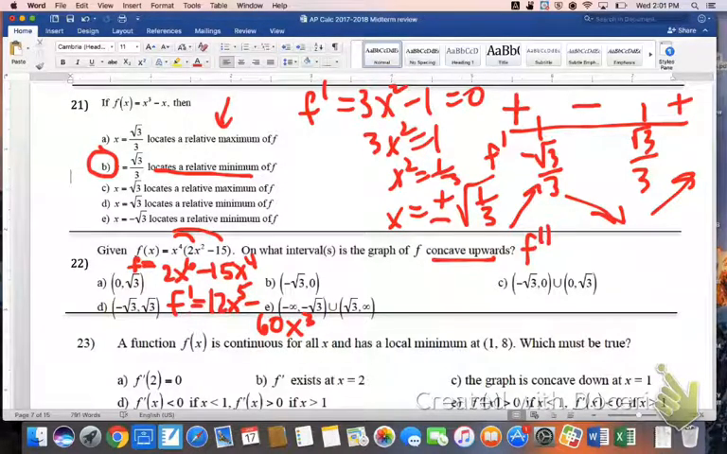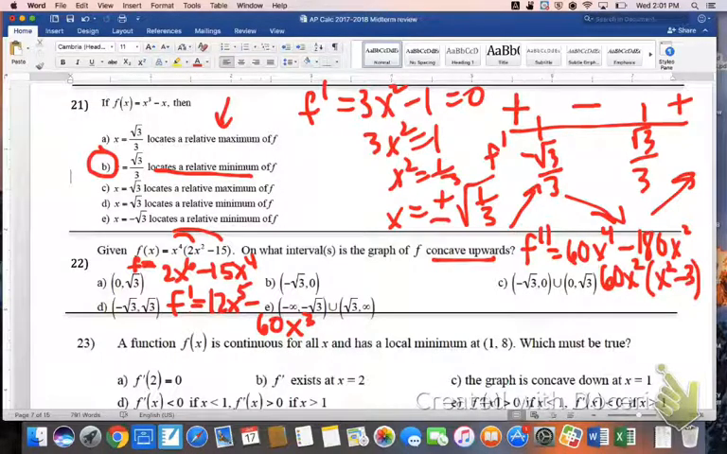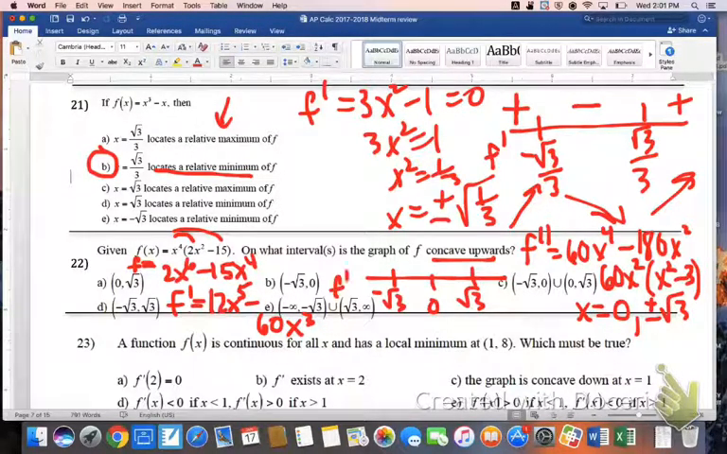So f double prime is 60x to the 4th minus 180x squared. We can take a 60x squared out. You're left with x squared minus 3. When you set it equal to 0, you get 0 and plus or minus root 3. We're looking for concave up. So we have negative root 3, 0, and root 3, and remember we're plugging into f double prime because we're looking at concavity.